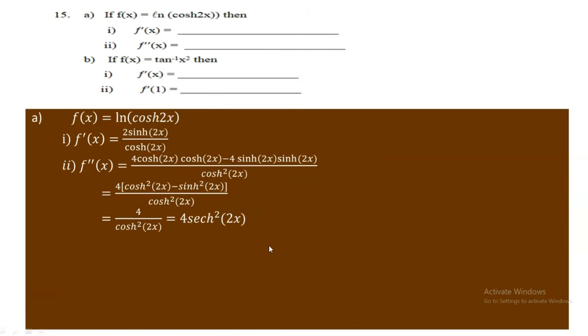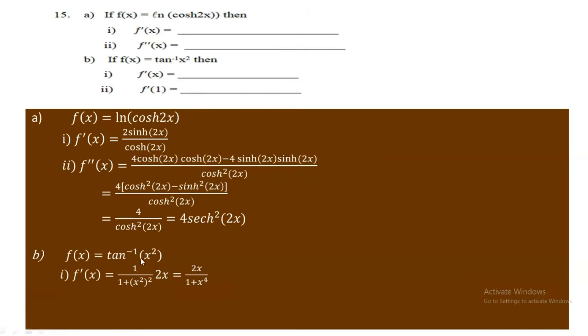And coming to b, you are given a function f of x equals tan inverse of x squared. So we need to find the derivative of this one. We know that the derivative of tan inverse x is 1 over 1 plus x squared. But here, in place of x, we are using x squared. So x squared squared turns out to be x to the power of 4. But the inner function, x squared, must also be differentiated.